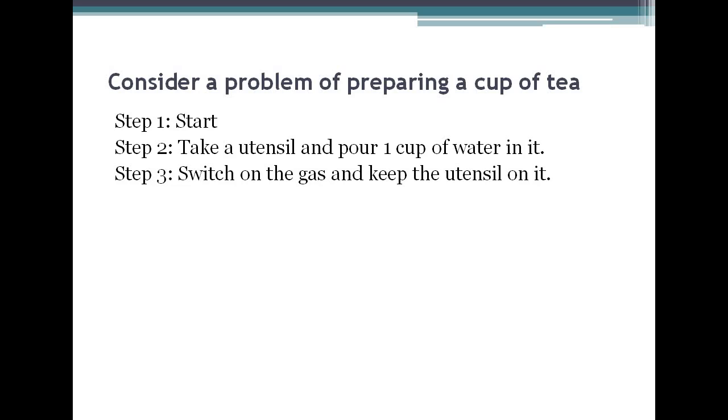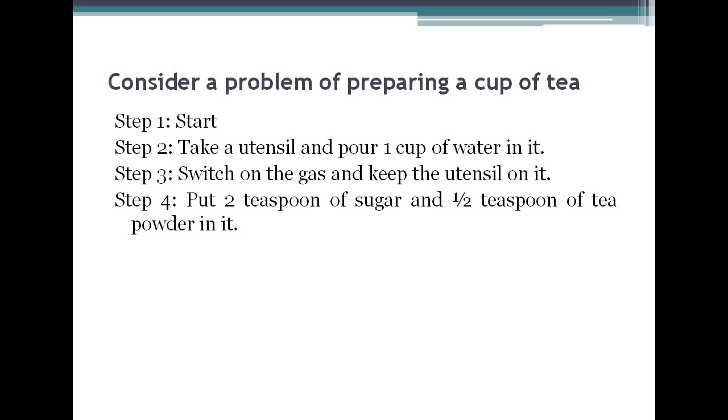So this gas will have to be switched on, which will be required for processing of a cup of tea. Step 4, put 2 teaspoons of sugar and half teaspoon of tea powder in it. Again these 2 inputs will be going on for logic of solving the problem of preparing a cup of tea. So the fourth step, put 2 teaspoons of sugar and half teaspoon of tea powder in it. Fifth step, boil the mixture for about 1 minute. So we are going to give it some processing time.